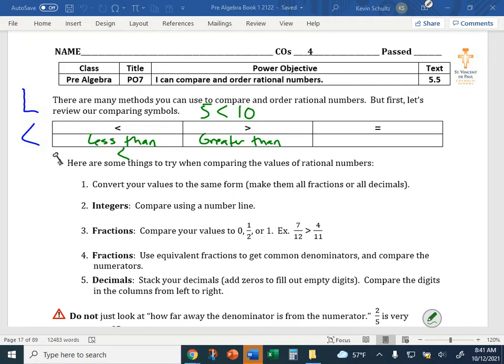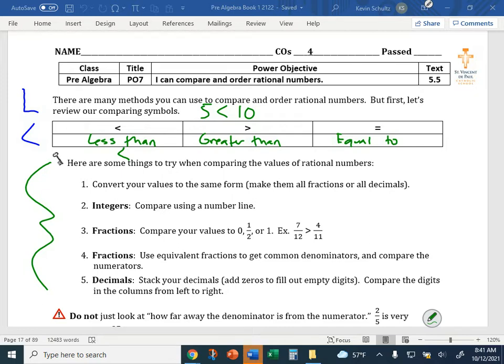All right. Then, of course, that third symbol is the equal to symbol. It is used to show that two values are the same. Here's your objective cheat sheet. This would be really good to put on a help sheet for the test. It summarizes each of the concepts that we're going to talk about today.